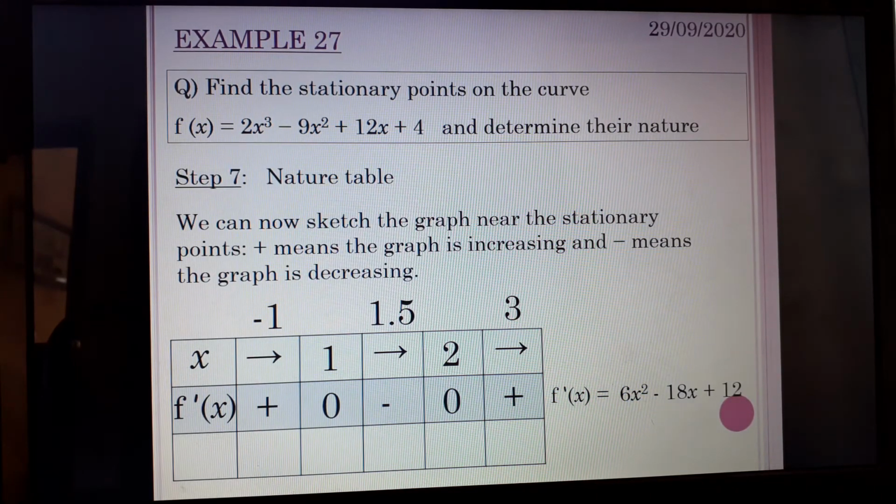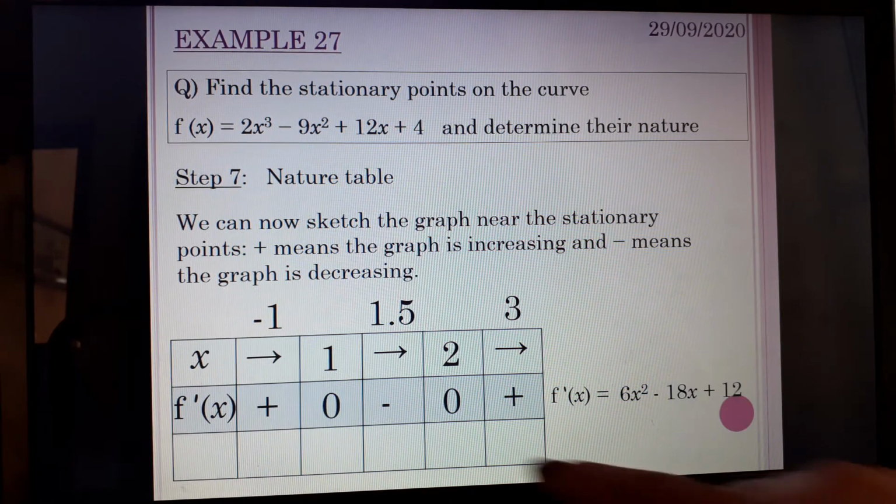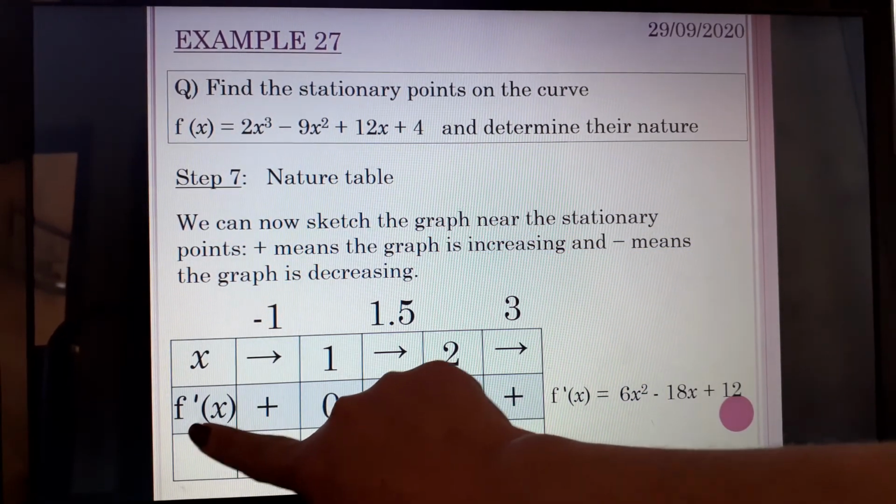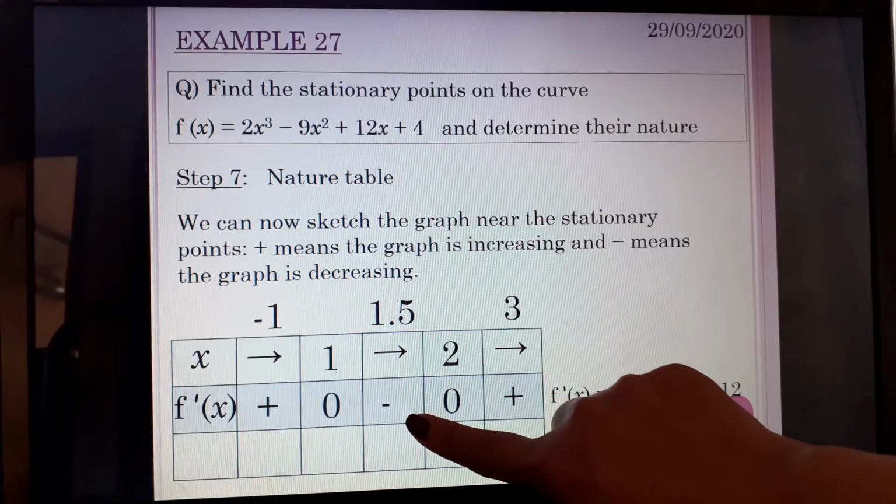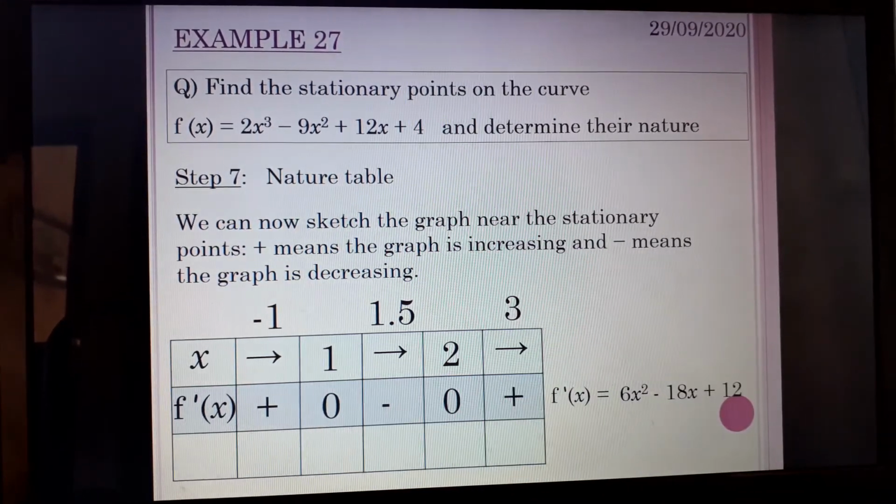Okay, so we're going to show what the graph is going to look like by just remembering that a positive f dash of x means that the graph is sloping up, and a negative f dash of x means that the graph is sloping down, because f dash of x is the same as a gradient. A positive gradient would begin up, a negative gradient would begin down, and a positive gradient there would begin up.